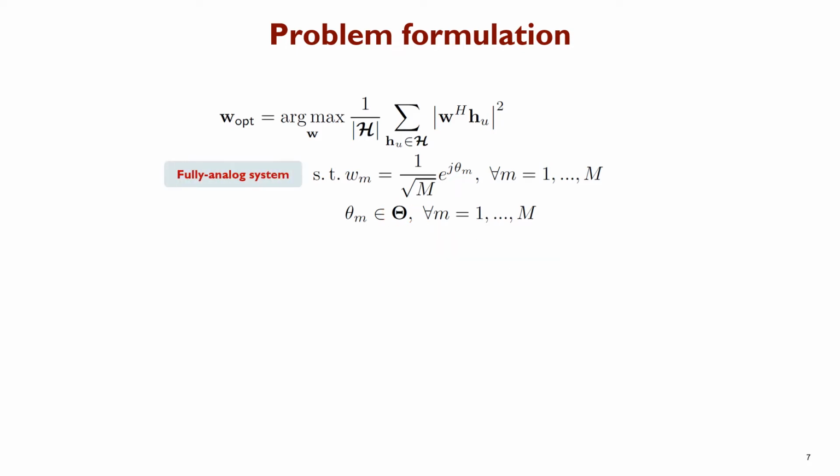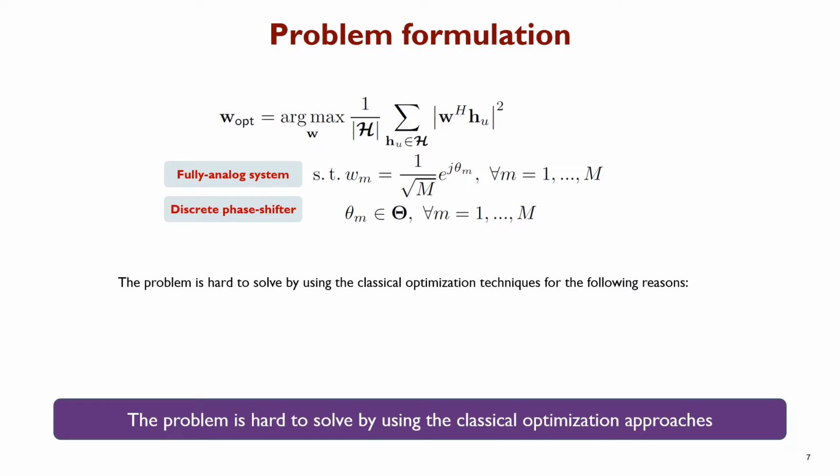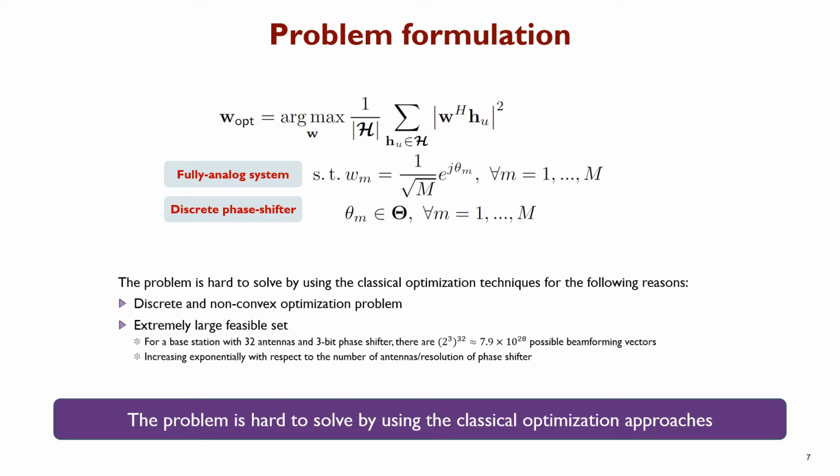The first constraint is to support the fully analog system, and the second one is to uphold the discrete phase shifter hardware constraint. It's worth mentioning that the problem is hard to solve by using the classical optimization approaches for the following reasons. First, it is essentially a discrete and non-convex optimization problem. And second, when we view it from a discrete perspective, it features an extremely large feasible set.